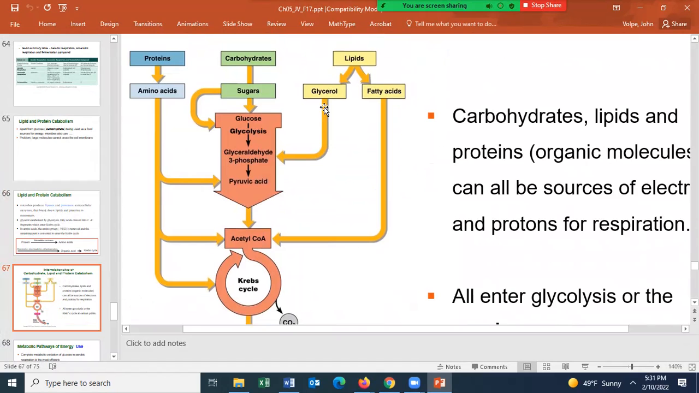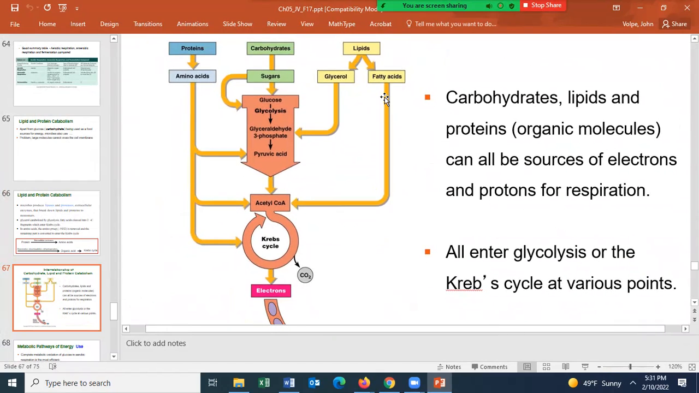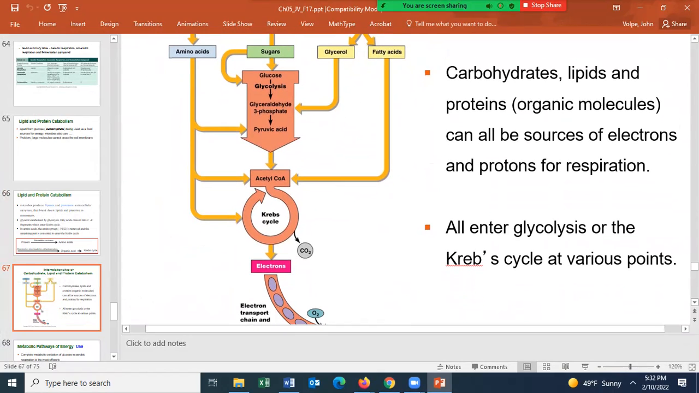So regardless of what the food molecule is, it will be digested and enter aerobic respiration. Any question about any of that?